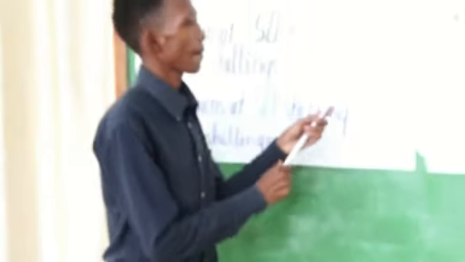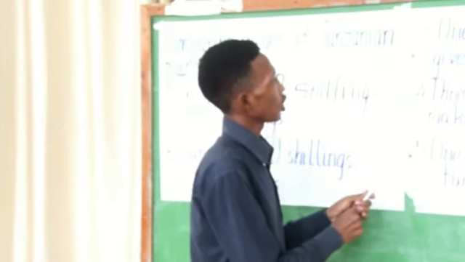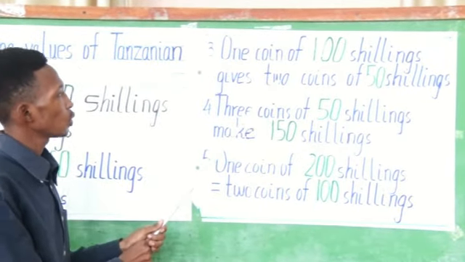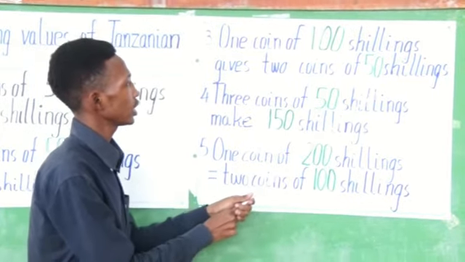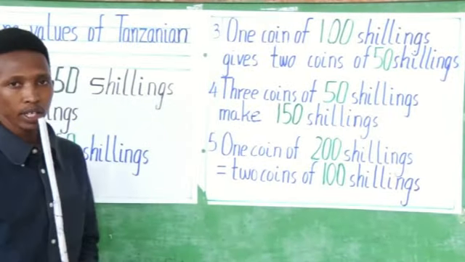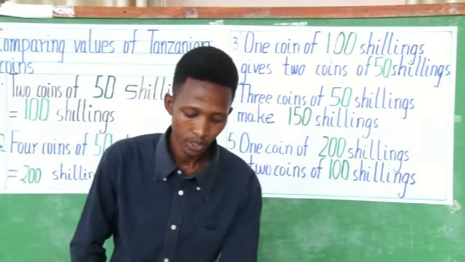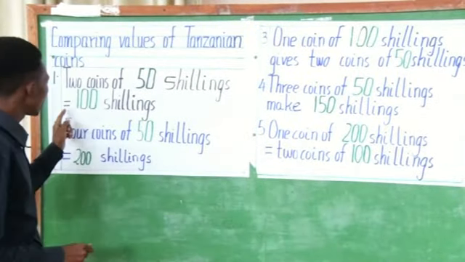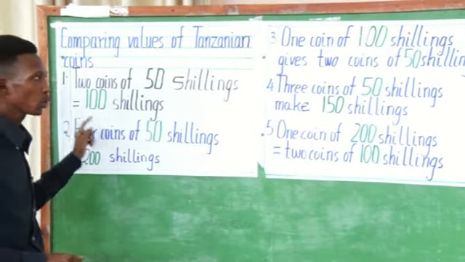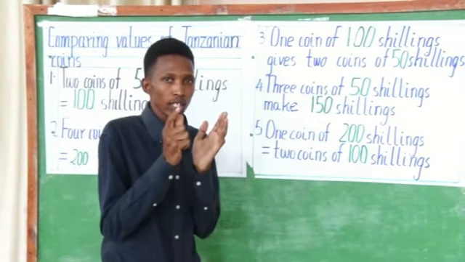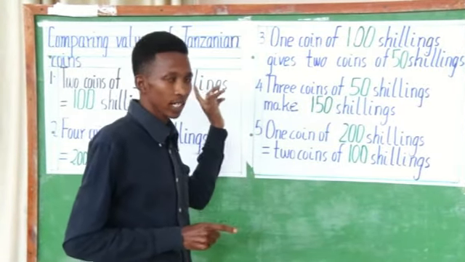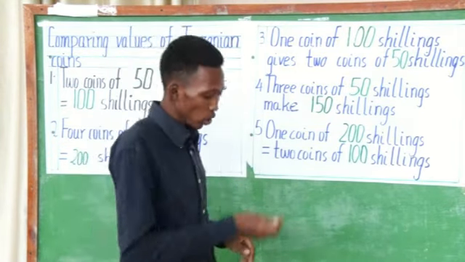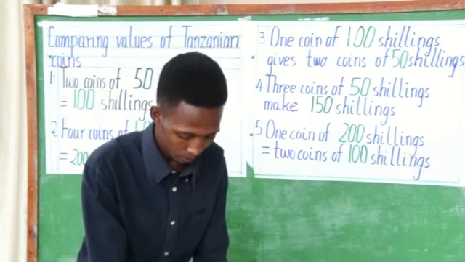Number 3. 1 coin of 100 shillings gives 2 coins of 50 shillings. Let me remind you one thing before we proceed. When you say gives or give, and when you say is equal to, these are the 2 words that have one meaning in our topic of Tanzanian currency. Then, when I have 1 coin of 100, let me show you.